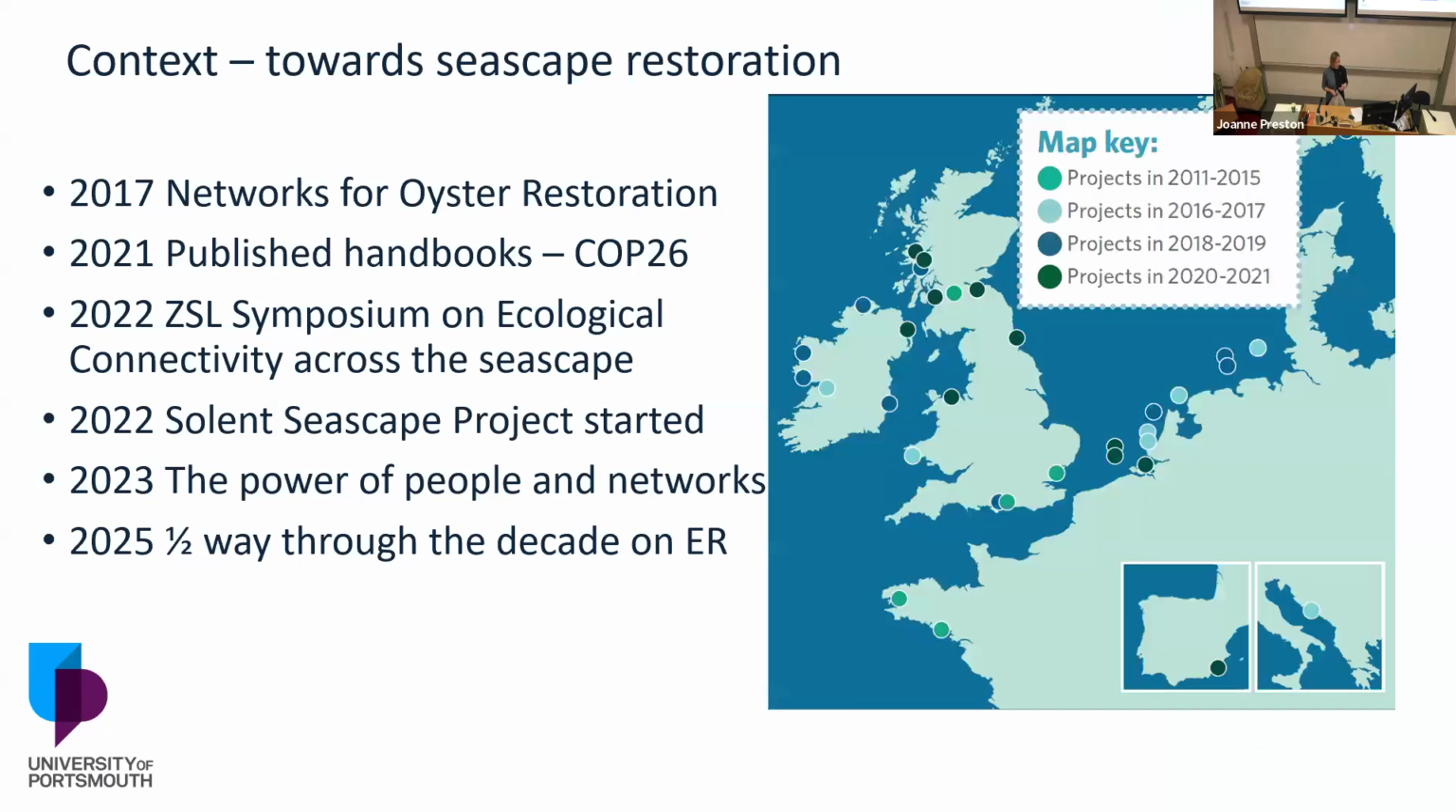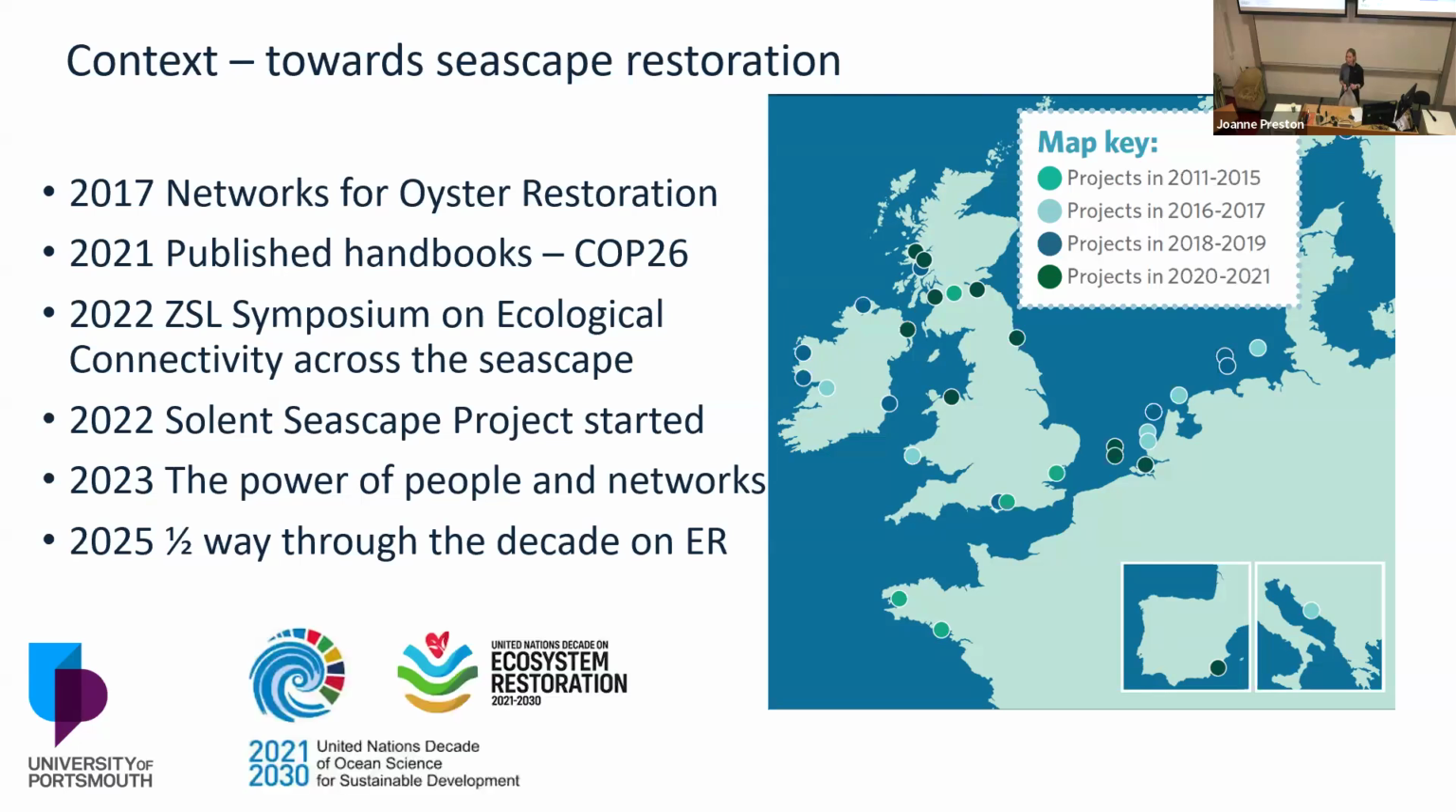Now, the power of people and network shouldn't be underestimated. When we first started the oyster networks in 2017, there were 3 oyster projects happening, and they were all in the UK. Roll forward 5-6 years later, there's over 30 restoration projects of the native oyster happening around Europe. And that's due to effective communication of science and practice and knowledge exchange. But we're now halfway through the decade on ecosystem restoration. And all those projects are going up in numbers, we're not going up in scale. And we need to think about why.